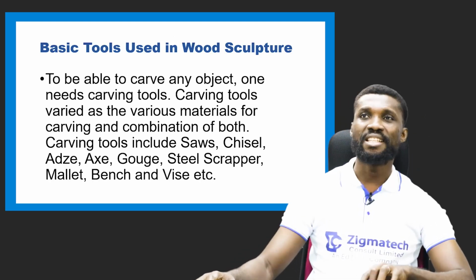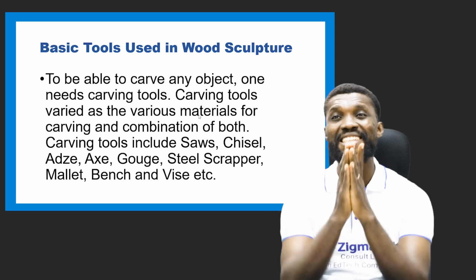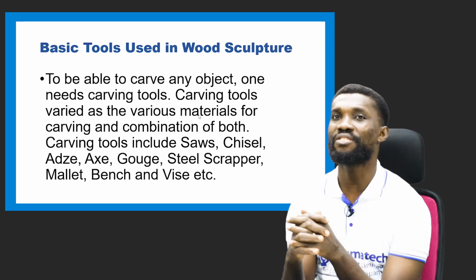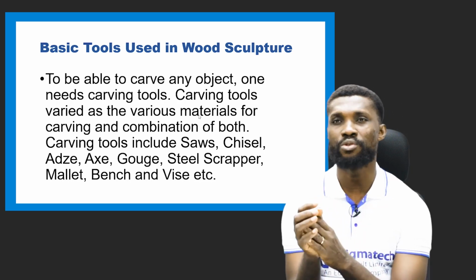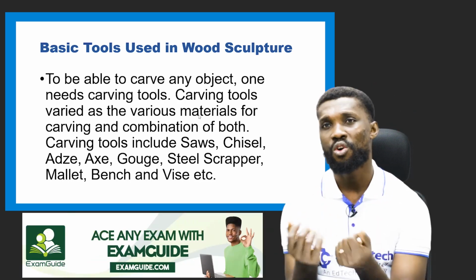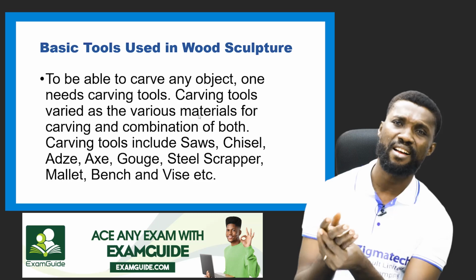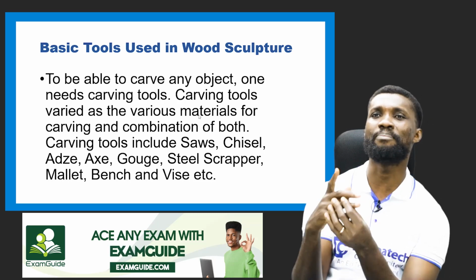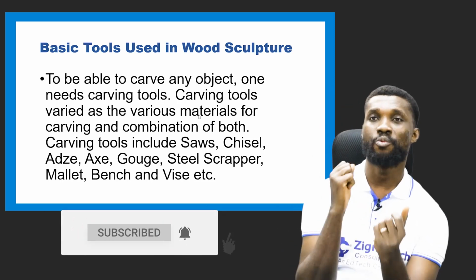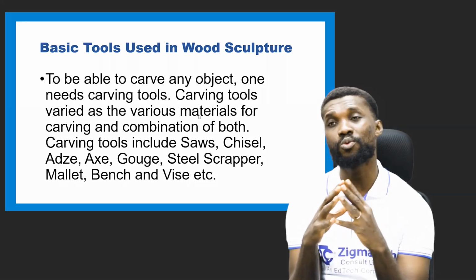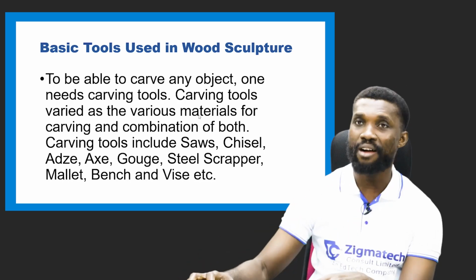Carving. Now, the basic tools used in wood sculpture, in wood carving, to be able to carve any object, one needs carving tools. Some of those carving tools vary with the material you're carving on and the combination of both. Carving tools include the saw, the chisel, the adze, the axe, the gouge, the steel scraper, the mallet, and then the bench, to sit down and carve, and even your vise to hold some of these things when you are carving. There are more tools, there is no way you're expecting me to mention them all, but these are the major tools we have with respect to carving.